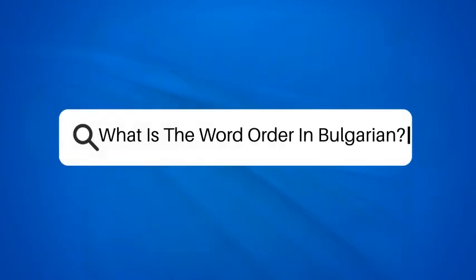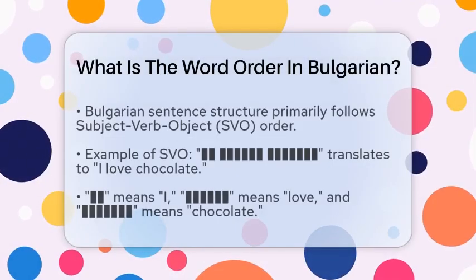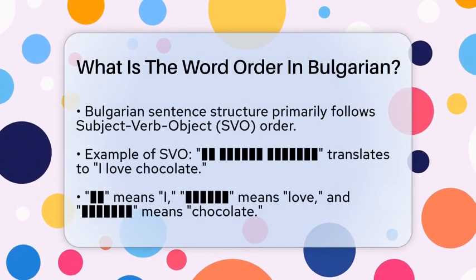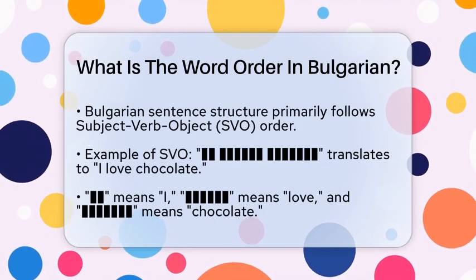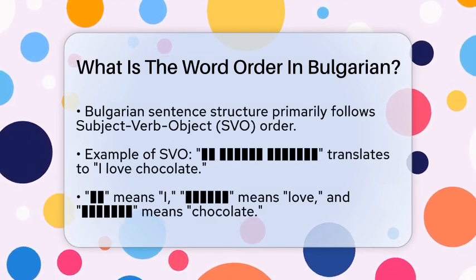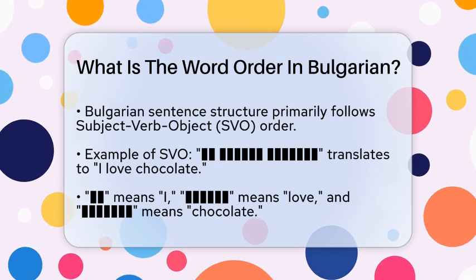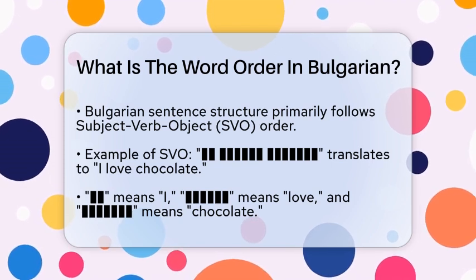What is the word order in Bulgarian? Have you ever wondered how sentences are structured in the Bulgarian language? Understanding the word order can really help you grasp the language better. In Bulgarian, the most common sentence structure is subject-verb-object, often referred to as SVO.